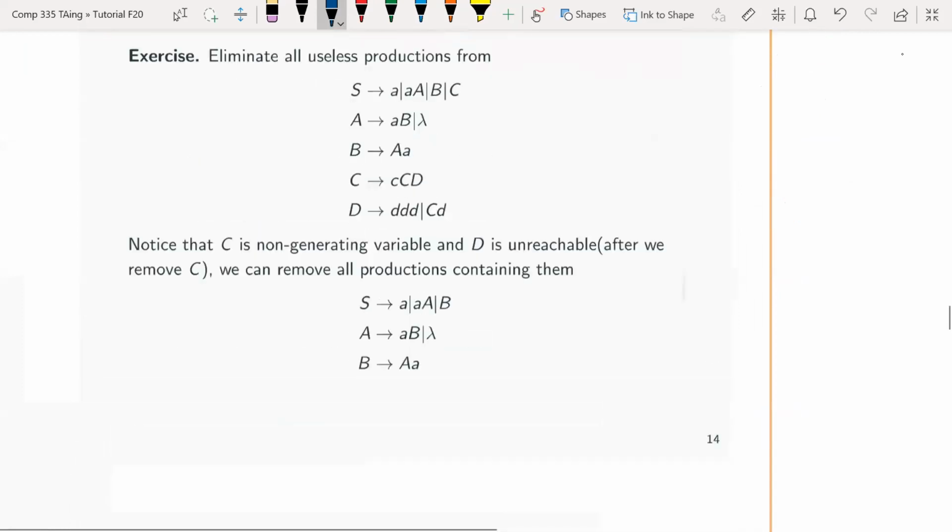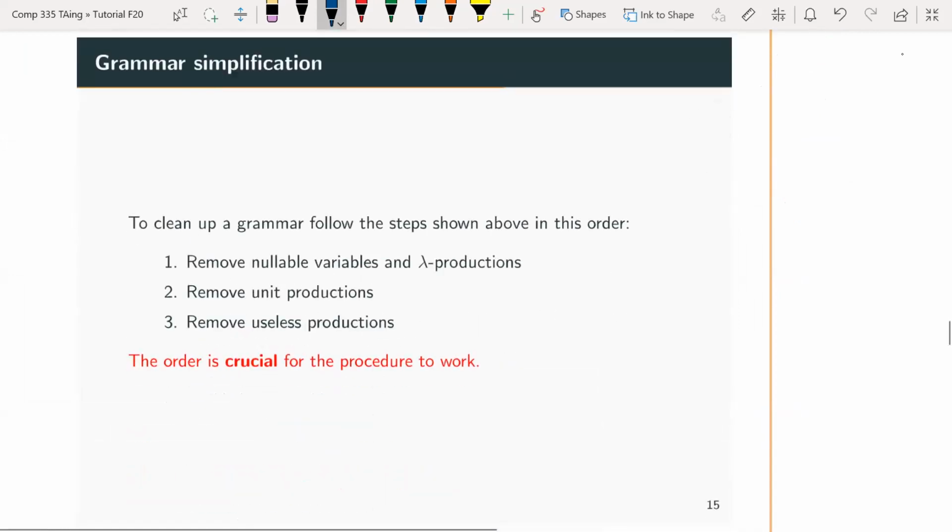So now let's put everything together. If you're given a grammar G and you want to completely simplify it, what are you going to do? Well, the first thing you're going to do is remove the nullable variables and the lambda production rules. Second, remove the unit productions. And third, remove the useless productions.